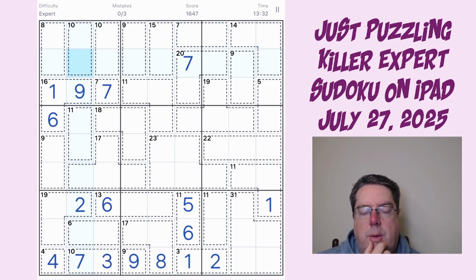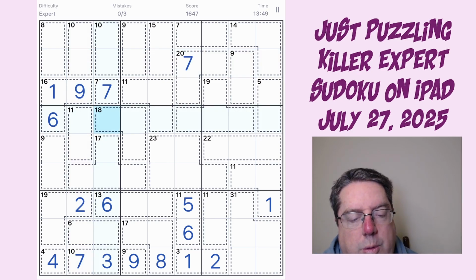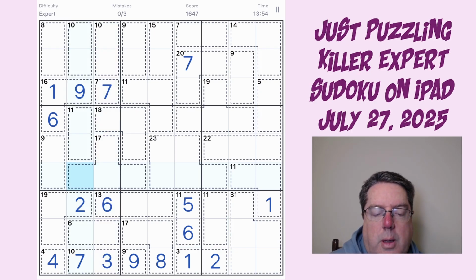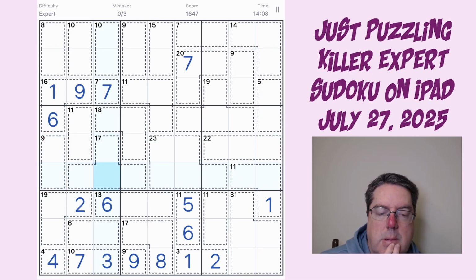2, 7, 3, 8. So I need a 1, a 5, a 2. So 1 can't be here. So 1 is one of these ones in here. 2 can't be there. So 1 and 2 are here. Interesting. No, because 2 and 7's there. So 1 and 2, 1's here, 2, 3, 4.